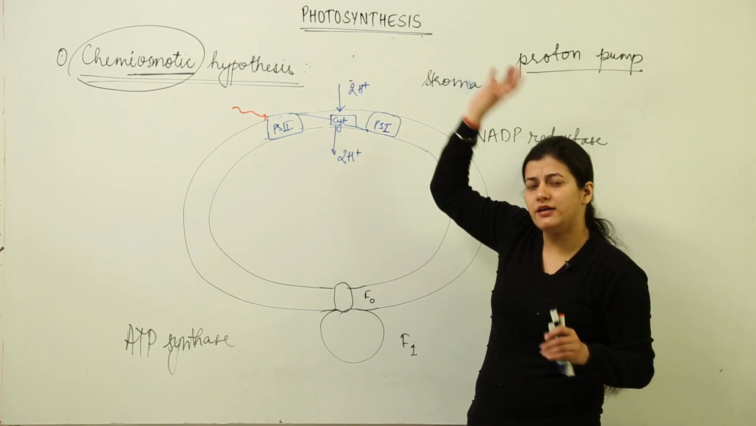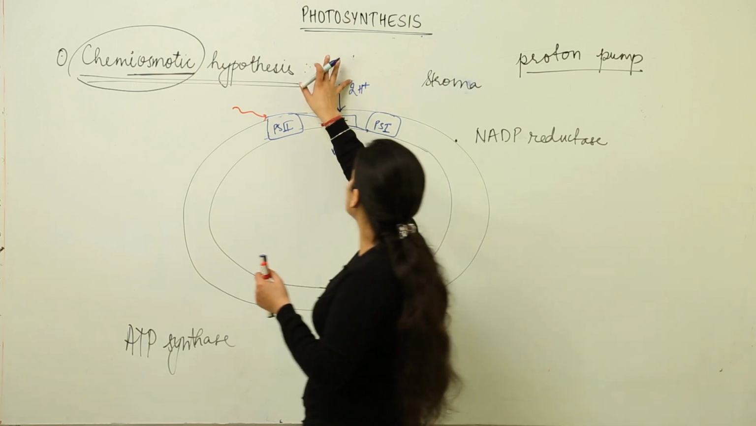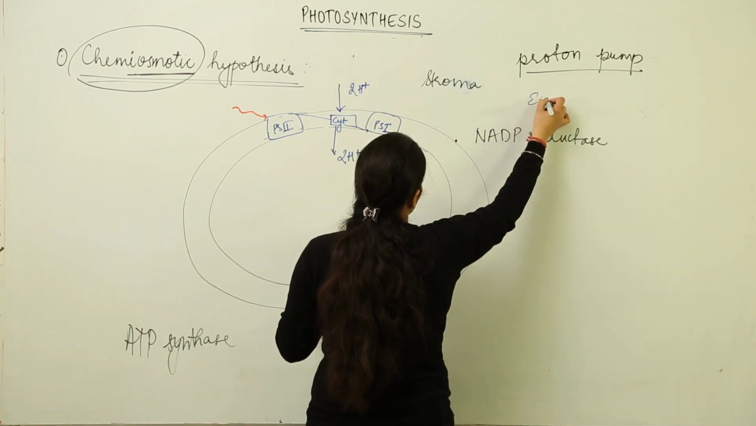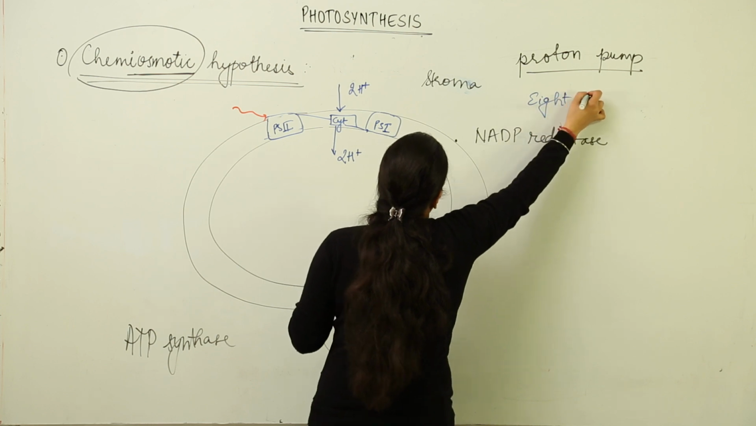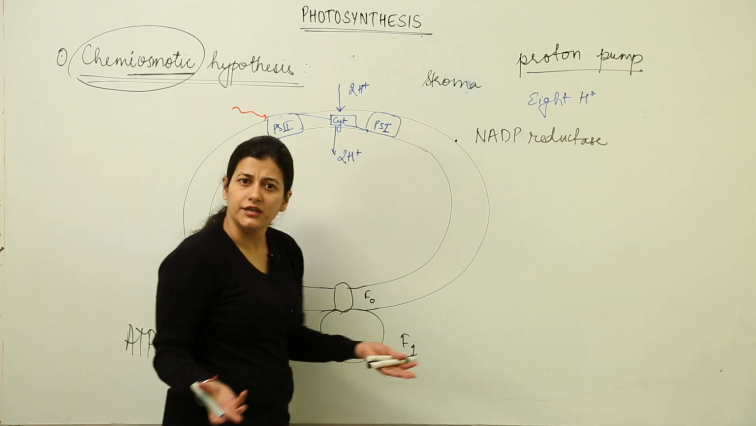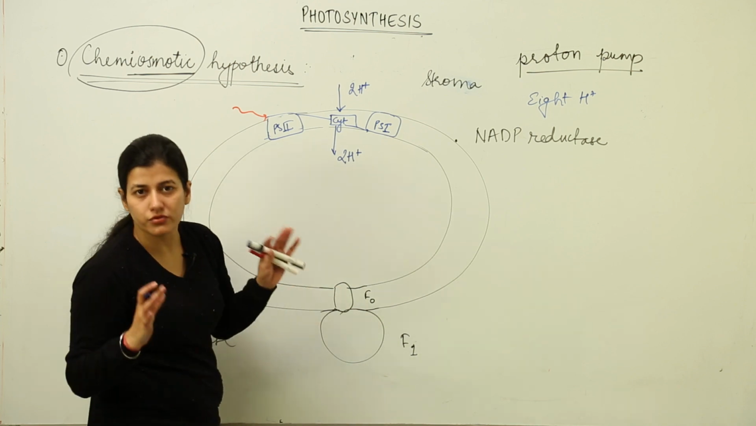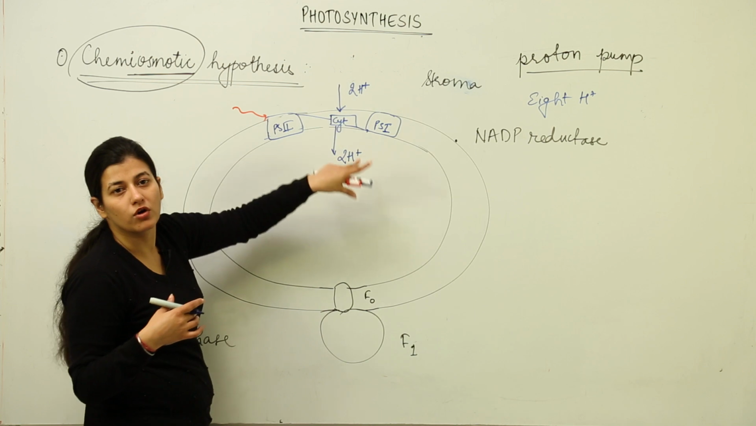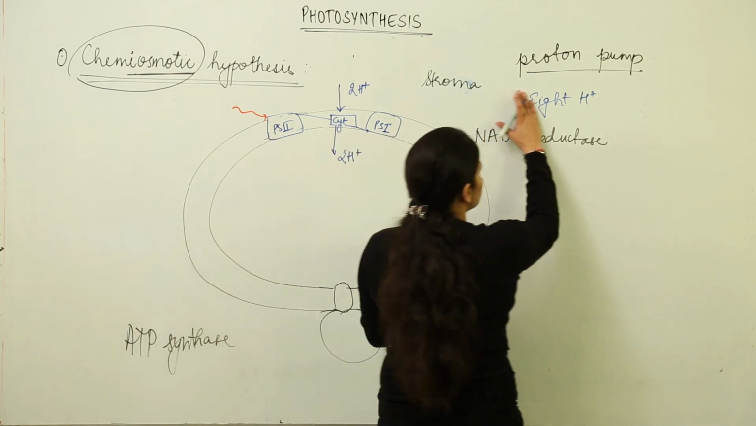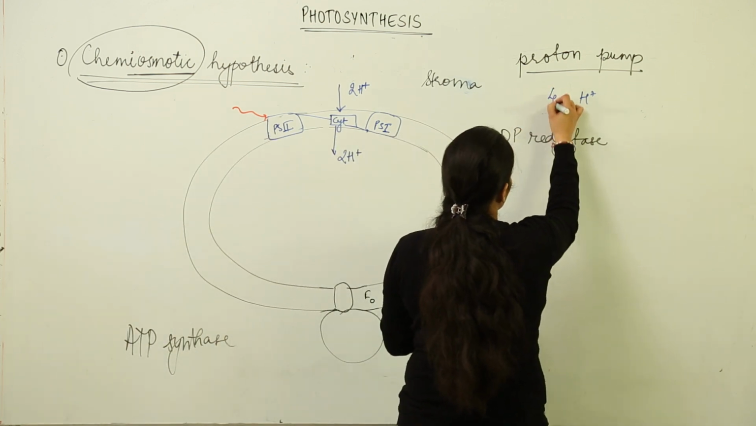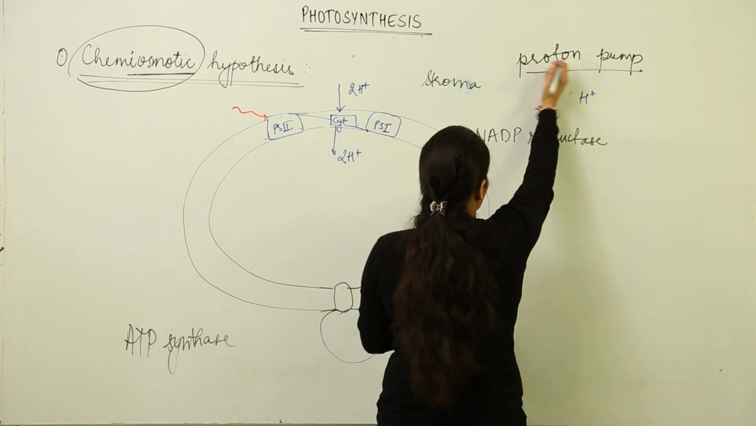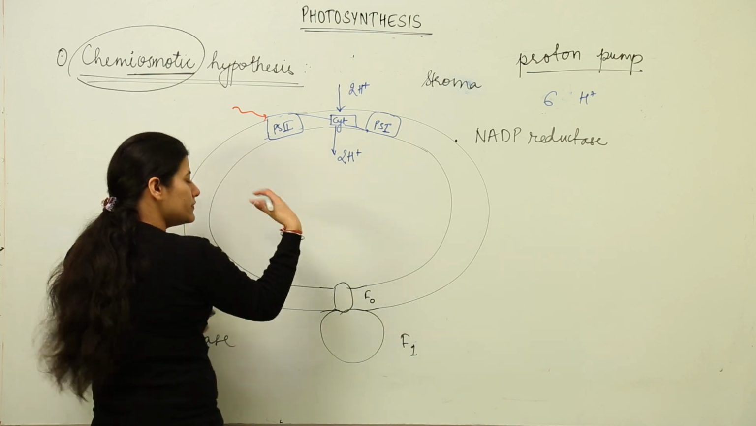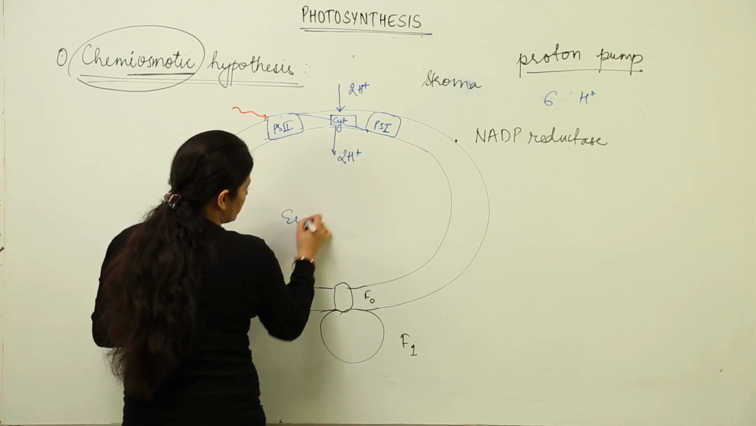So keep in mind that supposedly outside there were 8 protons in the beginning. You can take 80, you can take 800, whatever your choice is. We are taking 8 protons. Now what happens is 2 protons have gone inside, so this is reduced to 6. And in the beginning, inside the lumen there were, in the same way, 8 protons only.